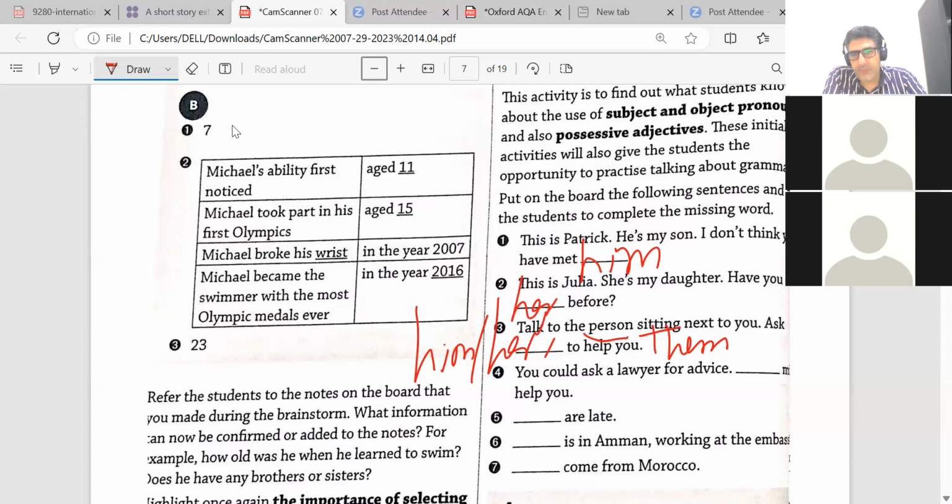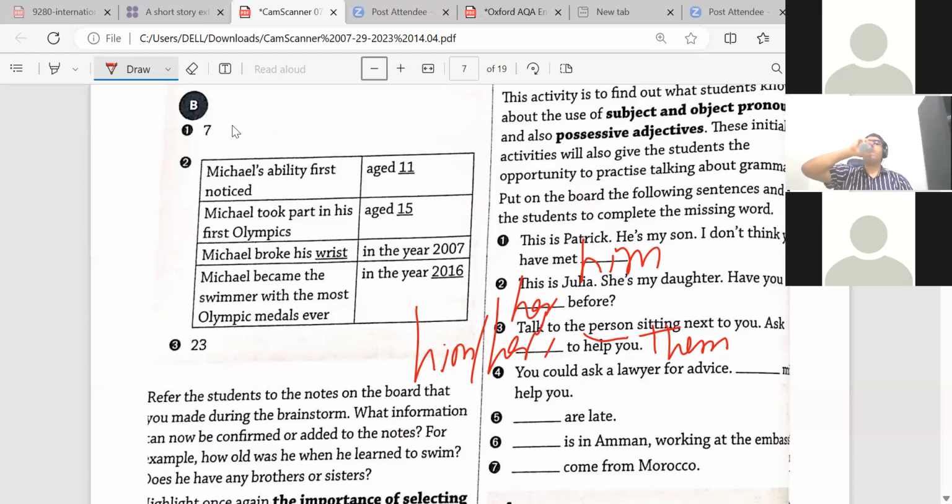Clear, ya shabab? Number 4, Akram. You could ask a lawyer for advice. It will help you. Okay. So again, could you repeat, Akram, please? You could ask a lawyer for advice. It will help you. It may help you. May help you. Why write it?